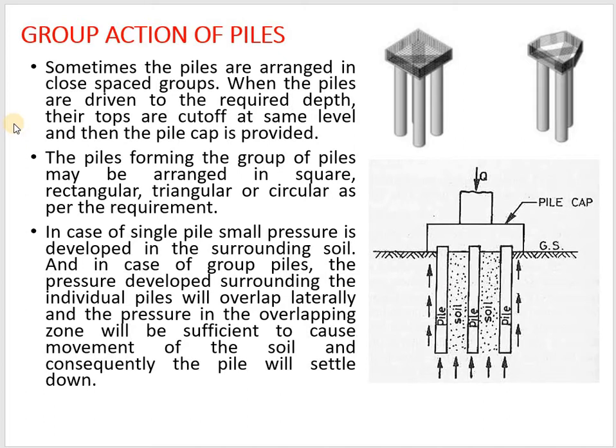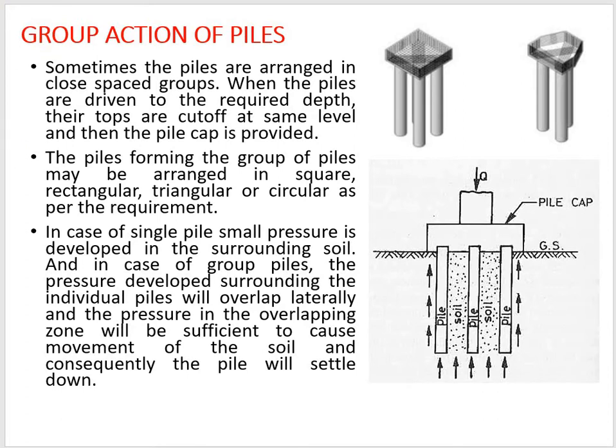Now why do we arrange the piles in groups? Because the type of load coming from the superstructure, based on the loading conditions, allows us to design either a triangular group or a circular group. Based on that we arrange, considering the design as well as the economy, everything.